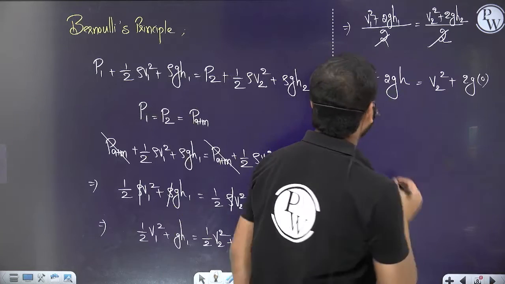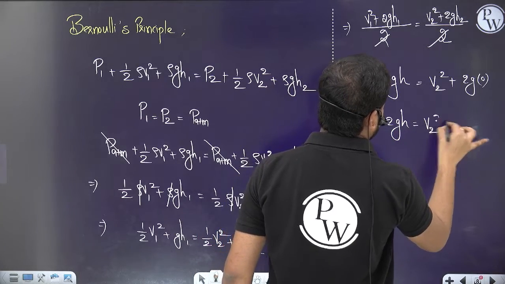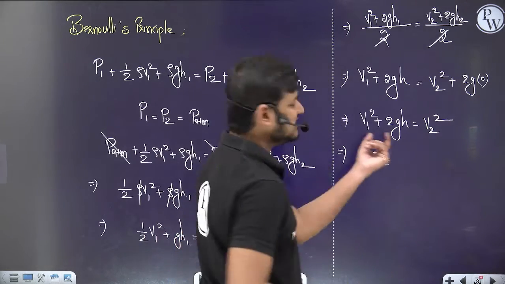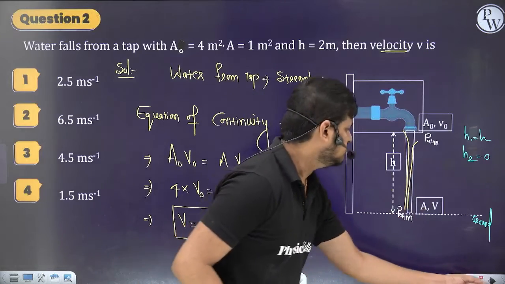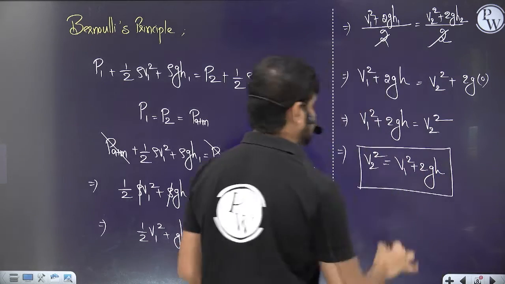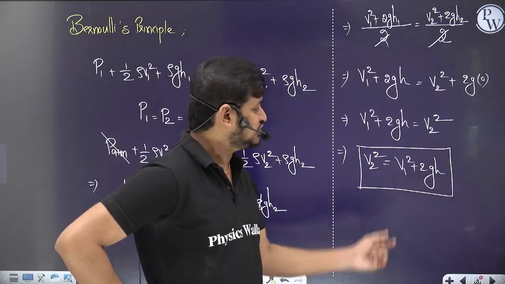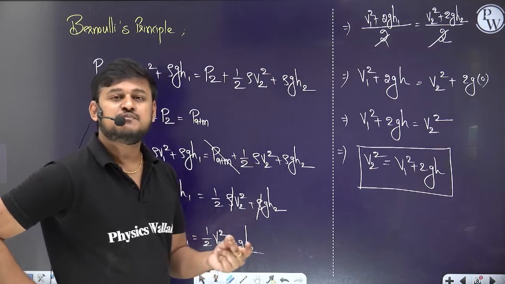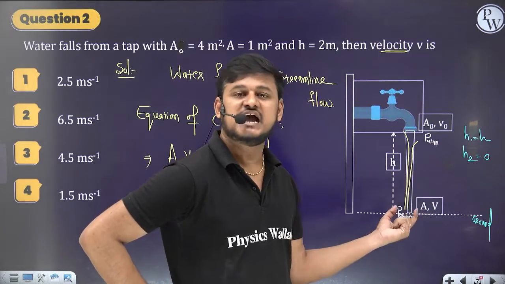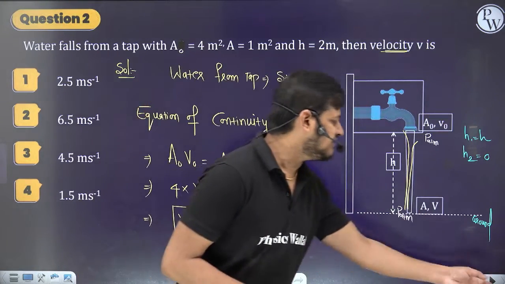So now V1 square plus 2GH is equal to V2 square. That means we can write V2 square, the velocity at the bottom at some height, is equal to V1 square plus 2GH. Have you seen this equation anywhere? This is nothing but motion under gravity. V square is equal to U square plus 2AS. So if the tap water is having streamline flow, and you have to find the velocity after some height, you can simply apply the equation of motion under gravity.